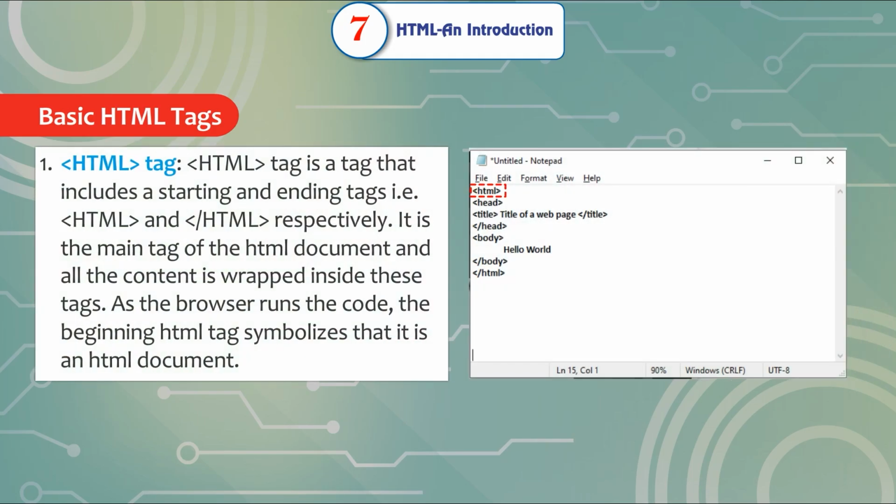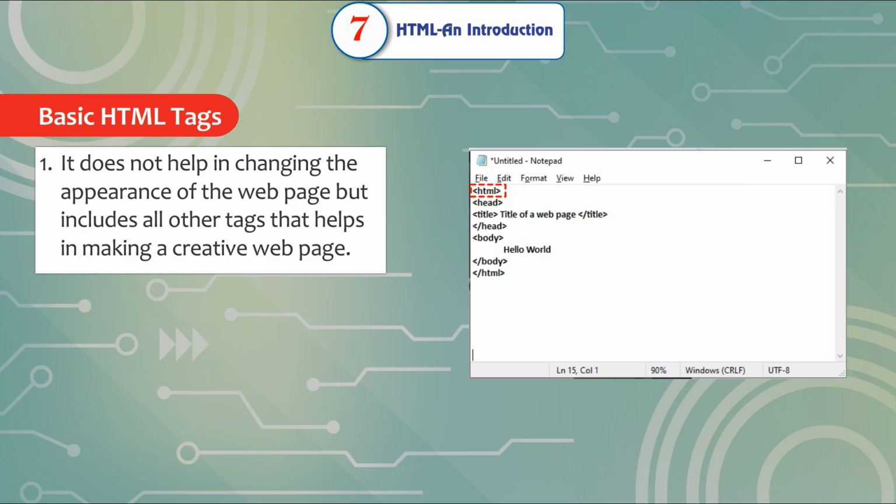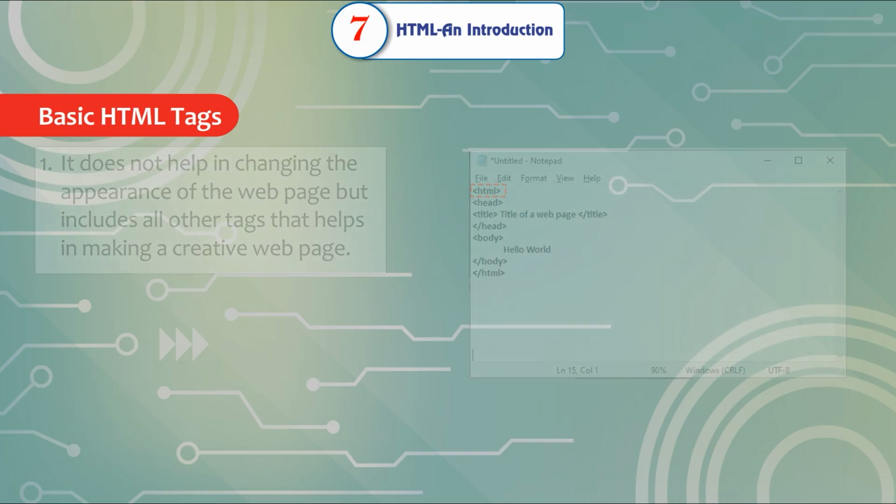1. HTML tag. HTML tag is a tag that includes a starting and ending tag, <HTML> and </HTML> respectively. It is the main tag of the HTML document and all the content is wrapped inside these tags. As the browser runs the code, the beginning HTML tag symbolizes that it is an HTML document. It does not help in changing the appearance of the web page, but includes all other tags that help in making a creative web page.